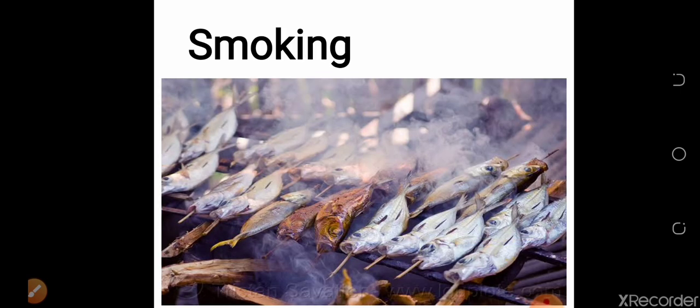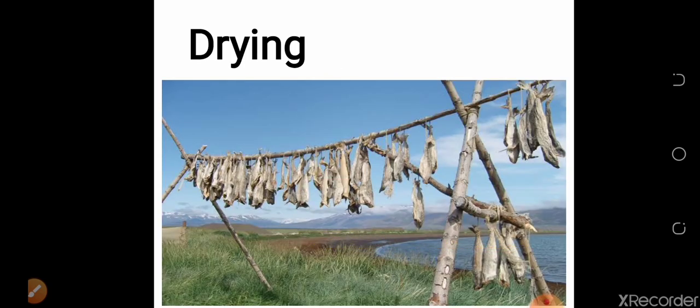The next one is smoking. Smoking involves using fire. With the help of the fire, the water in the fish dries off. It could be fish or it could be meat. And when it dries off the water, the dried meat or the dried fish can last us a longer time.